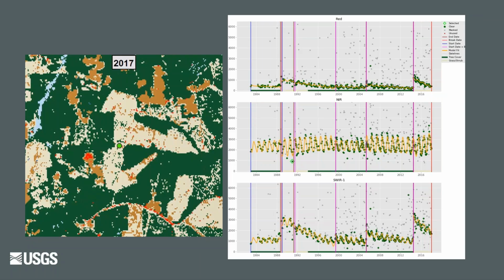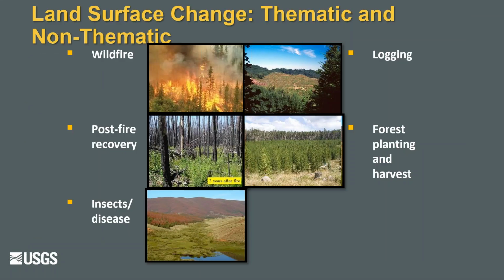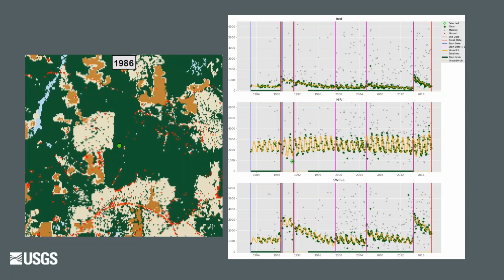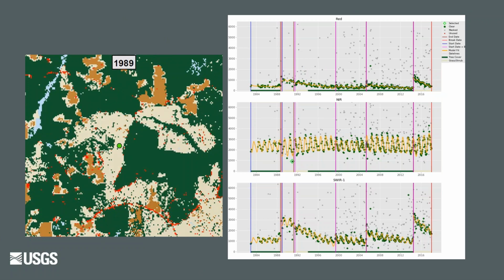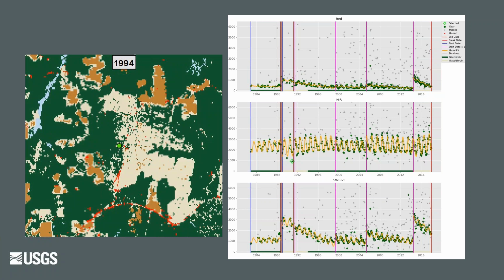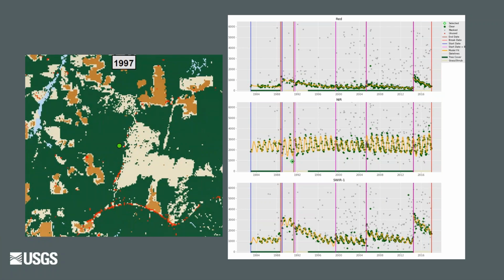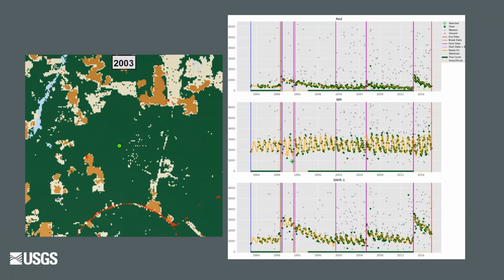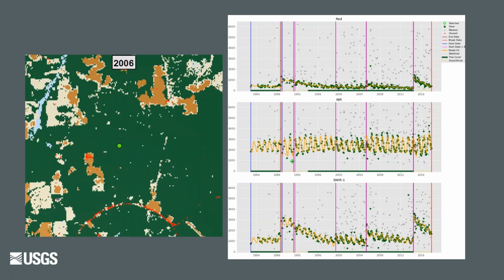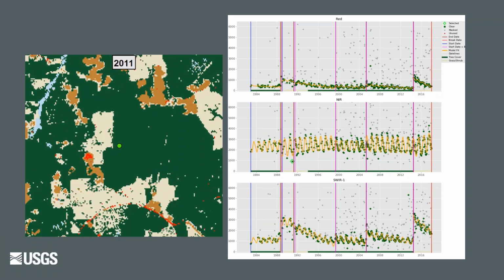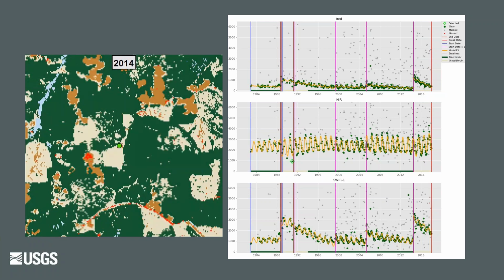Hang on, I gotta start it again. This one doesn't start as cleanly as I'd like. Sorry about that. So around 1988, that patch where the green dot is experienced a cutting, a harvest, and then as we go forward in time, it starts to fill in and the forest starts to grow. So this is kind of the cycle of forest harvest and forest regrowth over plantations as captured by LCMap.